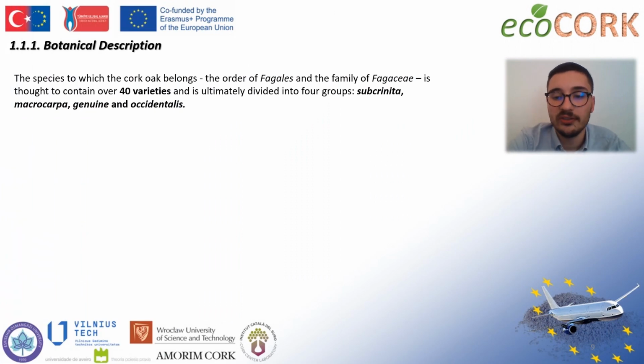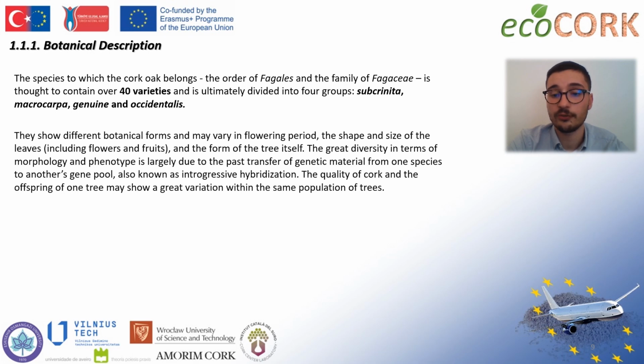The cork oak is in the order Fagales and the family Fagaceae. This group is thought to have more than 40 different types. They have different shapes and sizes of leaves, flowers, and fruits, as well as different flowering times. The shape of the tree itself can also be different. Introgressive hybridization, which is the transfer of genetic material from one species into the gene pool of another, is a big reason why there are so many different shapes and behaviors.